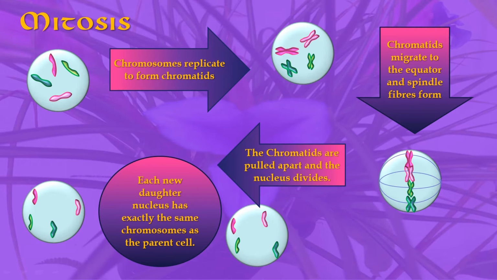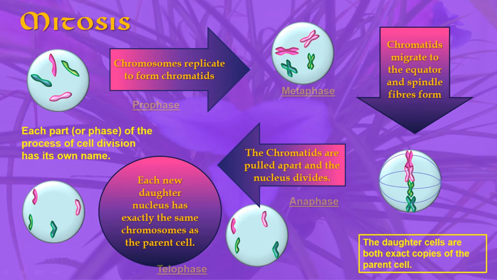Each part of the process has its own name. The first phase is called prophase, where the replication takes place. And then we have metaphase as the chromatids prepare for division, and then anaphase as the chromatids are pulled apart, and finally telophase, which completes the cell division and produces the two identical daughter cells.